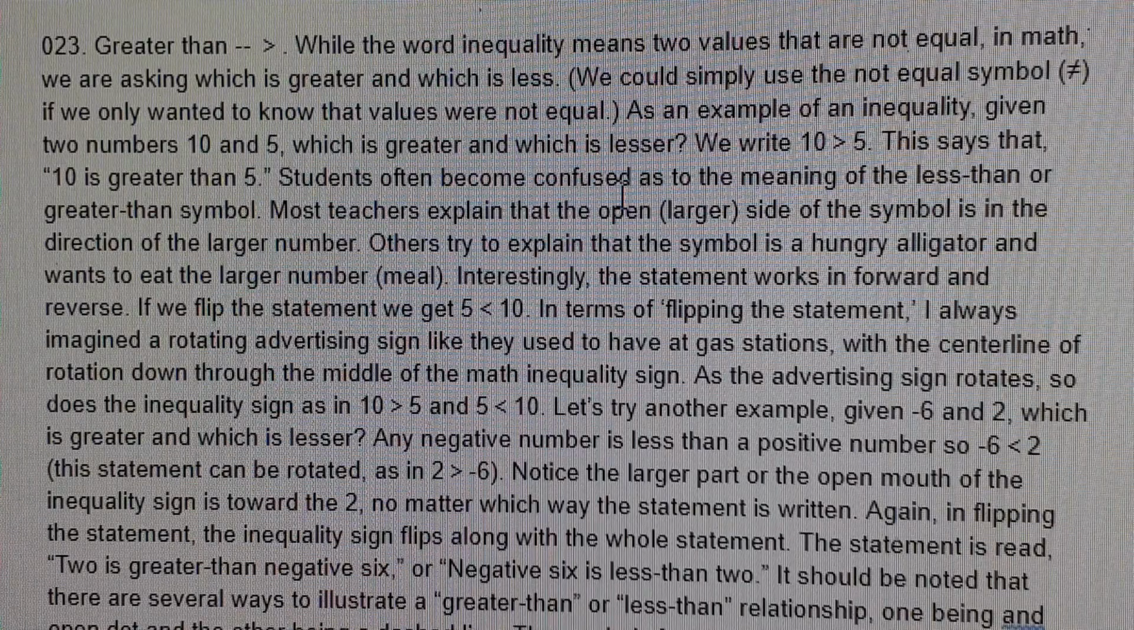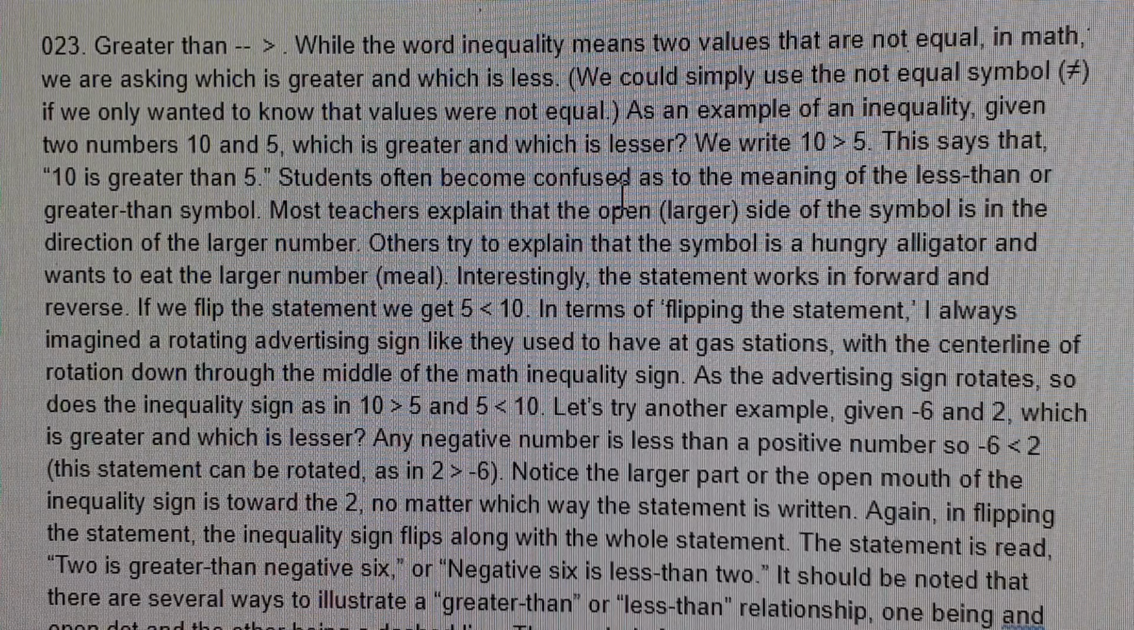As an example of an inequality, given two numbers 10 and 5, which is greater and which is lesser? We write 10 > 5 with the open side of the symbol toward the larger number, the 10. This says that "10 is greater than 5."